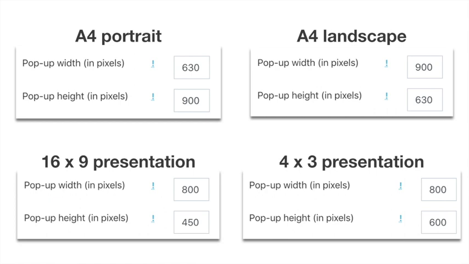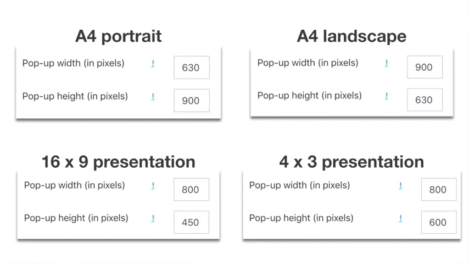Now if your document is effectively an A4 sheet, say from Word originally, and it's in portrait, then the pop-up width and height is 630 and 900. The landscape is the same but the other way around, so 900 and 630.